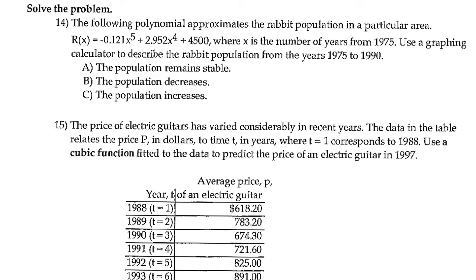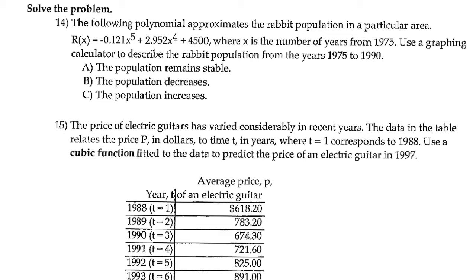Okay, so entering some word problems here. Most of the work is done by the calculator. Number 14, the following polynomial approximates the rabbit population in a particular area. R of x is given, where x is the number of years from 1975. Use a graphing calculator to describe the rabbit population from the years 1975 to 1990.